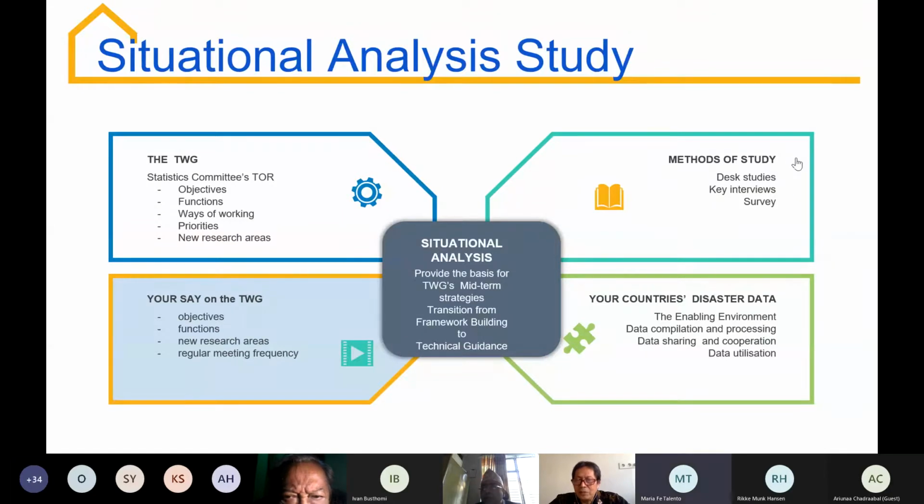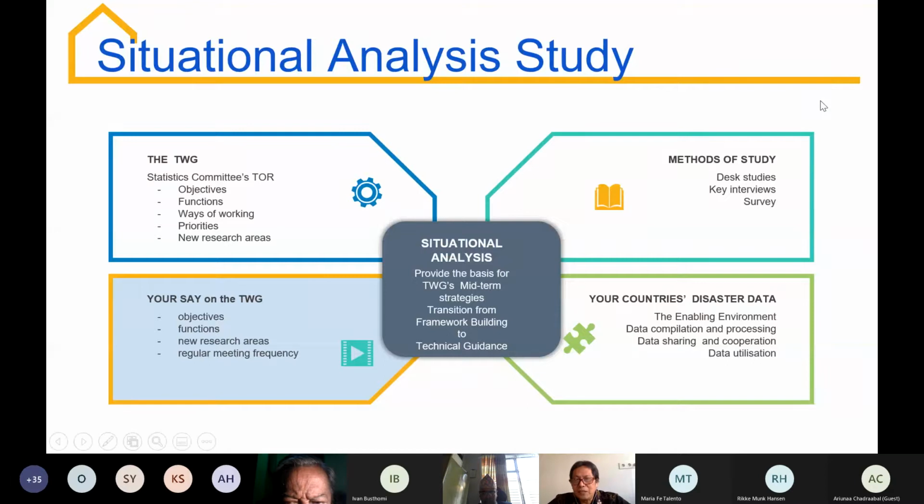And this is quite important because this marked the transition from the framework building for the last 5 or 6 years into a more technical nature of cooperation through the technical working group. And along that way, there are two things that we study. The first one is your say about the technical working group itself, which we have posed to you through questionnaires. And shortly, I will be presenting to you what your feedback has been with regard to the objective, the function, the new research areas, and your preference for the meeting frequency.